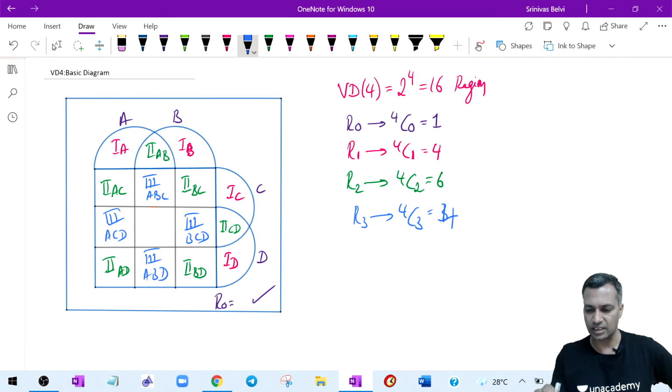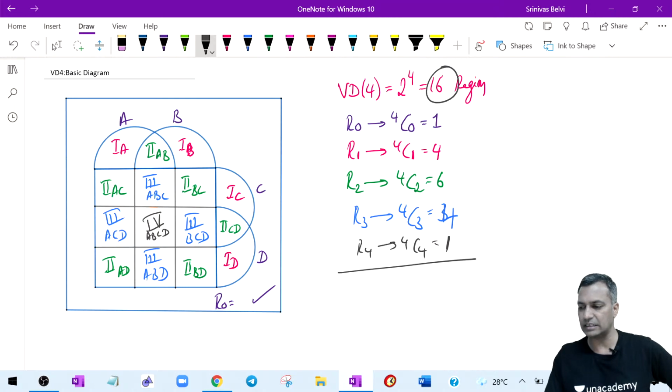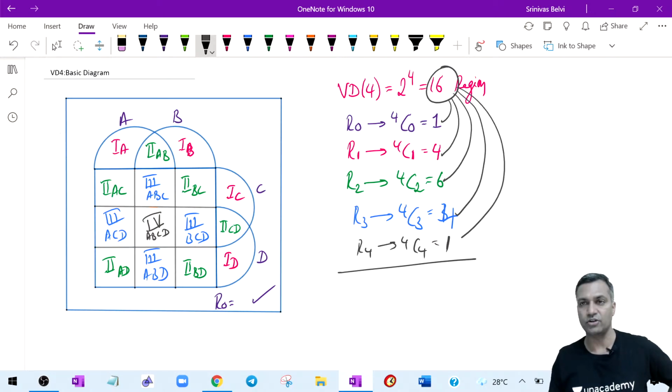And the middle one is nothing but the region of 4. There is one region of 4 which belongs to all four: A, B, C, and D. The number of regions of 4 is of course 4C4, which is equal to 1. This is the breakup of this particular 16: 1 region, 4 regions, 6 regions, 4 regions, and 1 region. That's how our breakup looks.